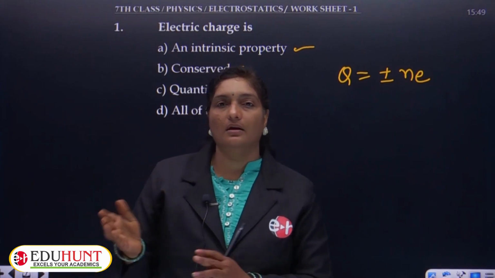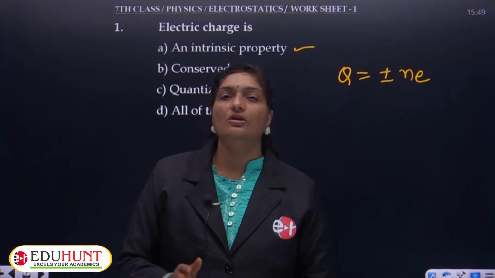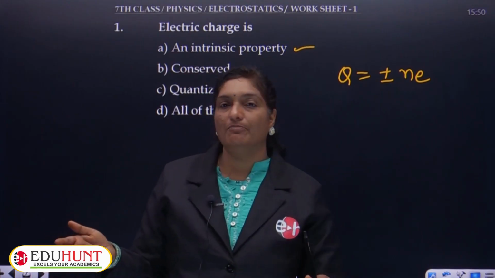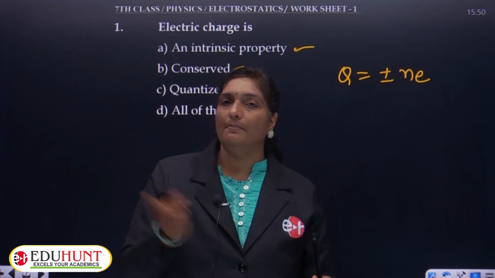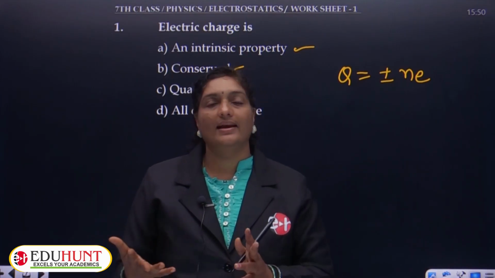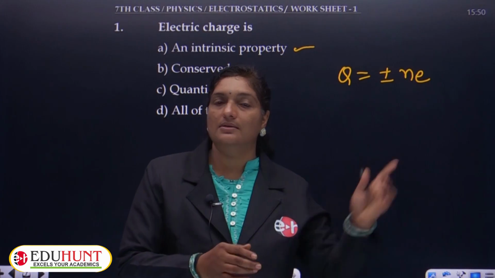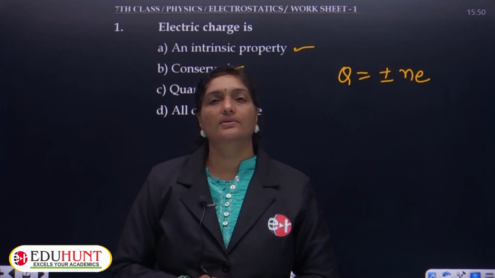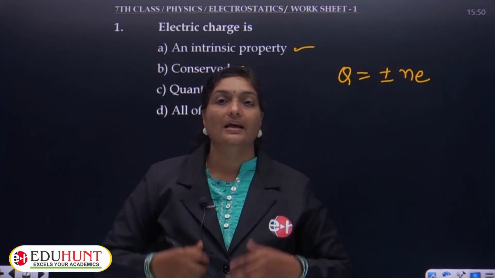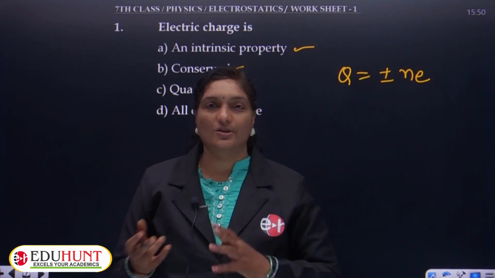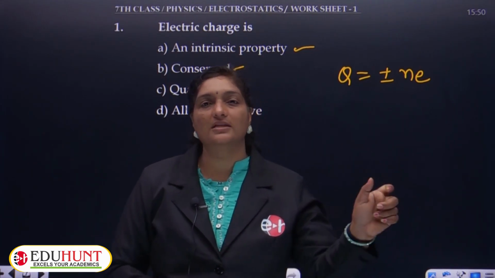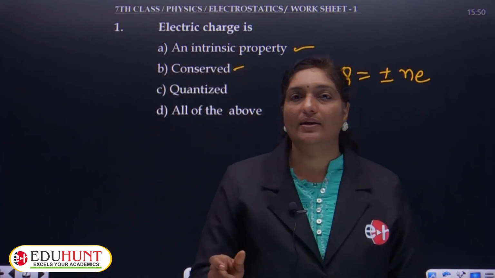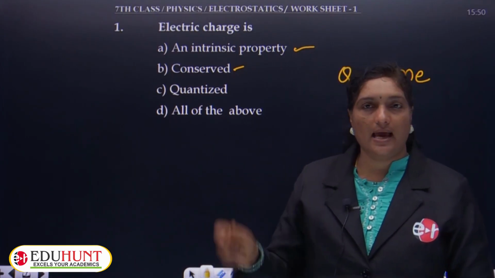So removal of one electron gives plus 1e, and addition of one electron gives minus 1e. Similarly, addition of 5 electrons gives a charge of minus 5e, or removal of 5 electrons gives plus 5e. Based on the number of electrons transferred, we can measure the quantity of charge present on a given body using the formula Q equals nE. Hence, very clearly we can say that charge is quantized.